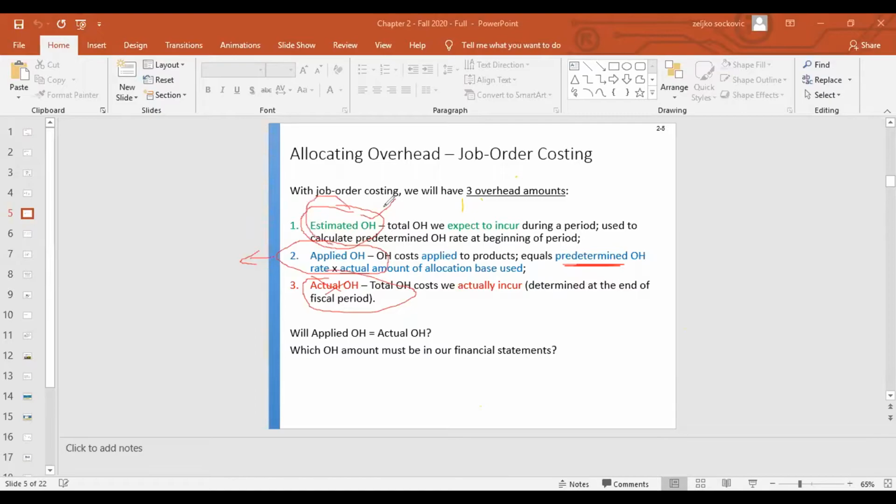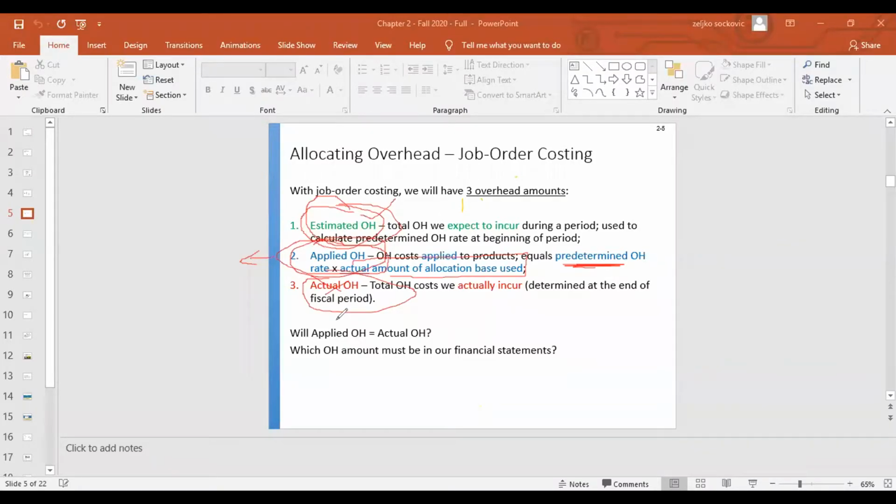Estimated alone is just estimated overhead, but what we will use then is the actual amount of allocation base multiplied by the predetermined overhead rate, and then this will give us our applied overhead. And applied overhead will be in our products, right? Applied overhead will be in our products.